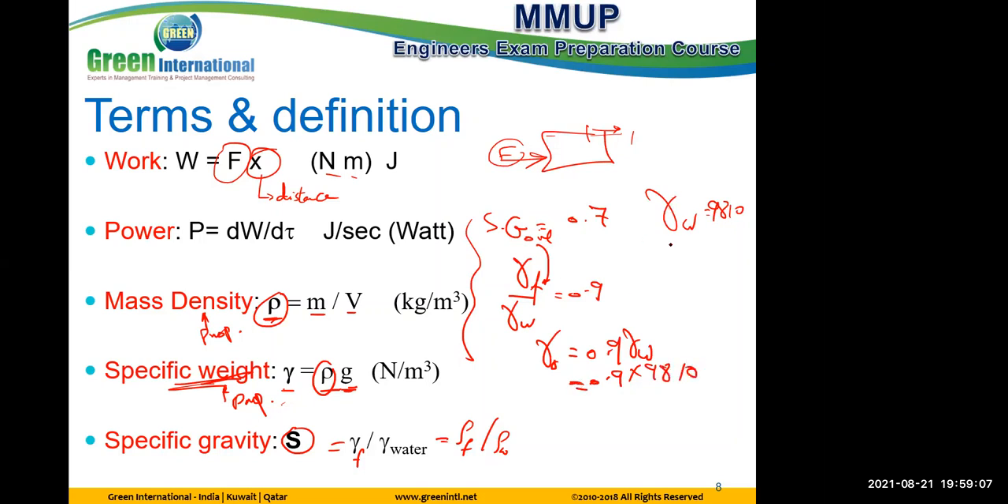But if I give you rho water instead of gamma water, I use the same approach. Rho water is equal to 1000. So rho oil is equal to 0.9. Why 0.9?